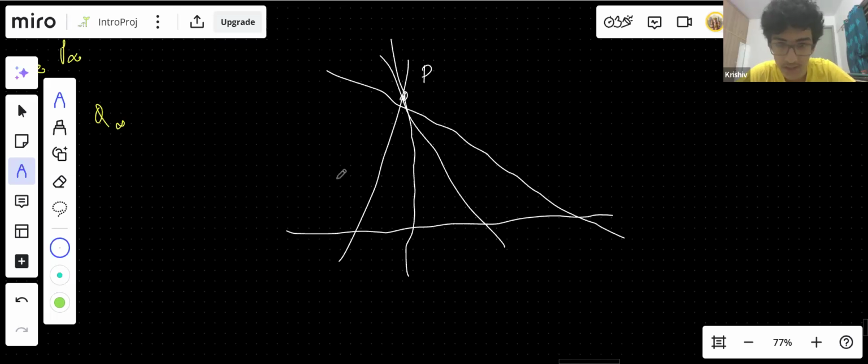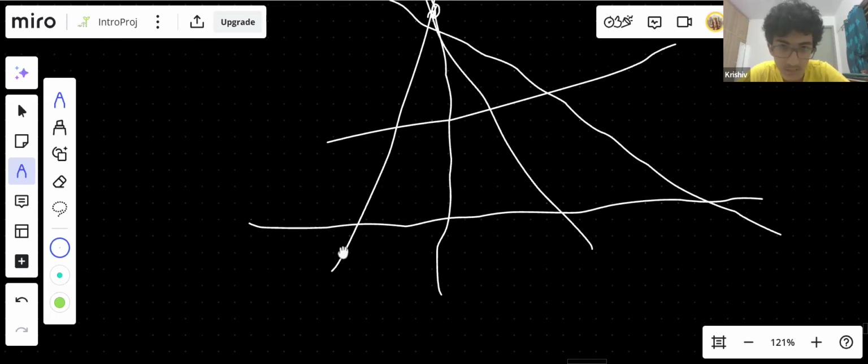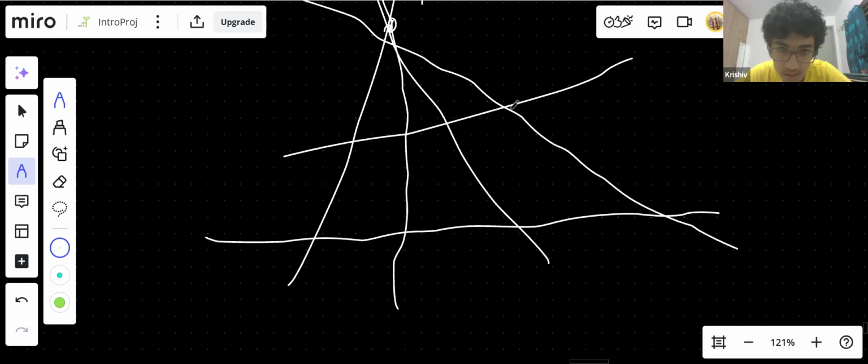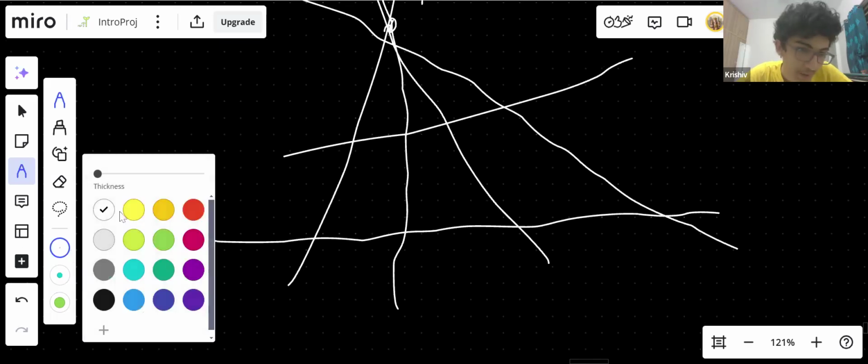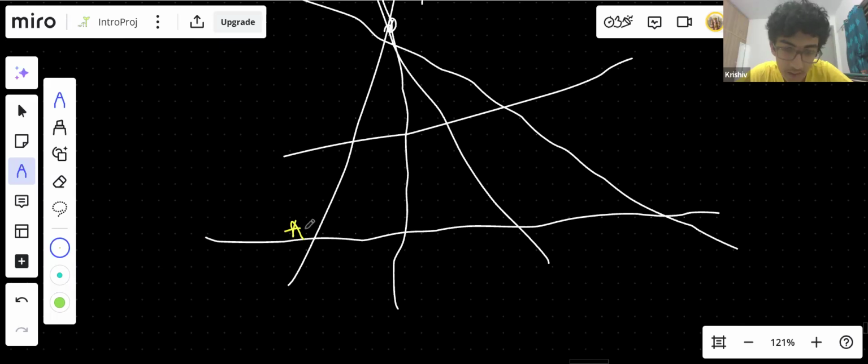And I have this intersection with these. Are there four lines? One, two, three, four. Okay, I can't count, guys. Okay, yeah. A, B, C, D, A dash, B dash, C dash, D dash.